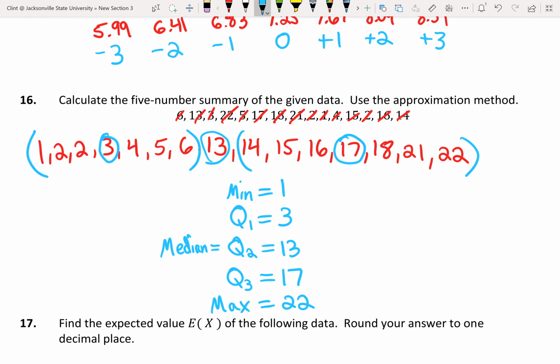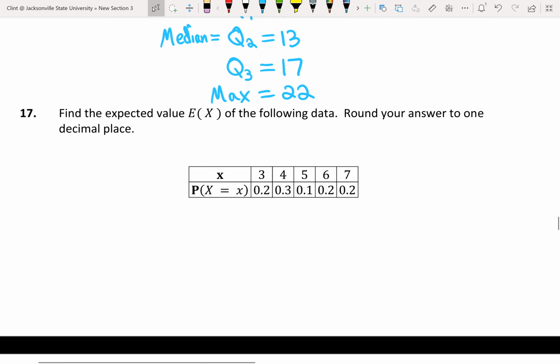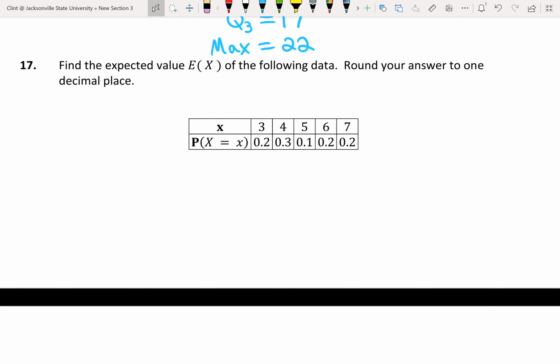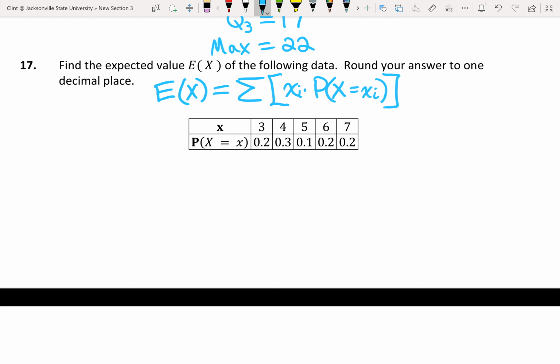Okay. Number 17, find the expected value of the following data. So the expected value, here's the formula. It looks messy and it's kind of confusing if you're not used to looking at the notation. It says it's the sum of each outcome times the probability of each outcome. And so that formula is confusing if you're not used to looking at that. You can just remember how to do it.